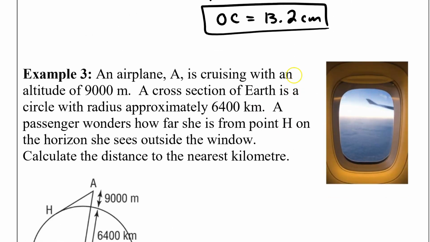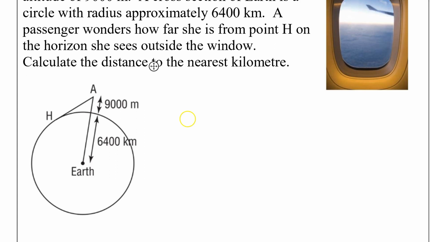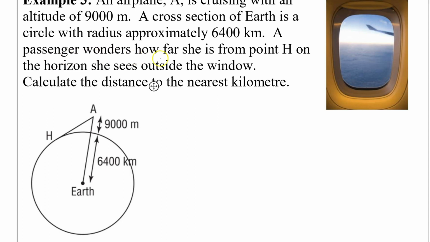Last but not least, let's look at more of a real world problem here. So an airplane, A, is cruising with an altitude of 9,000 meters. A cross-section of the Earth is a circle with a radius approximately 6,400 kilometers. So if this is our Earth, the radius of the Earth is approximately 6,400 kilometers. A passenger wonders how far she is from a point H on the horizon. So when she's looking out her window here, she wants to know how far it is to that point right there. She calculates the distance to the nearest kilometer.